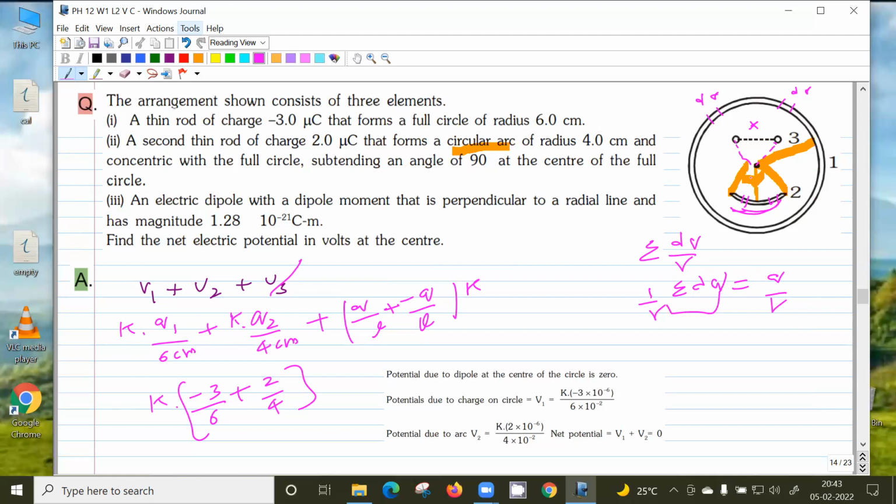So this is the answer. You just have to simplify it, and you'll get the answer. You have to put proper units. For microcoulombs, we have 10 raised to -6, and for centimeters, we have 10 raised to -2. So if you put all those numbers properly, you'll get the answer.